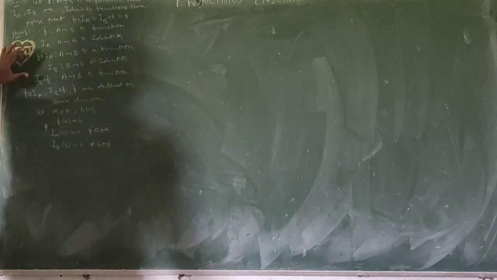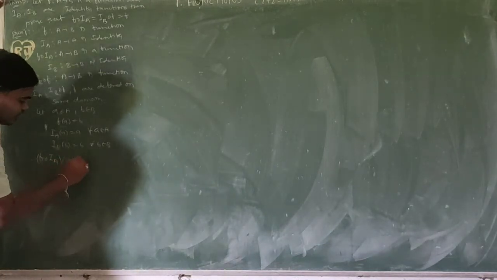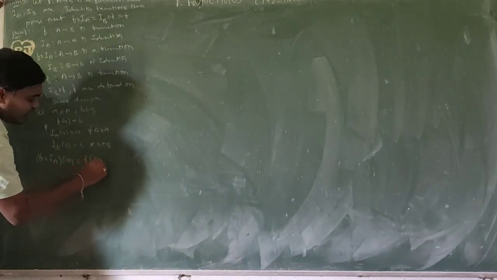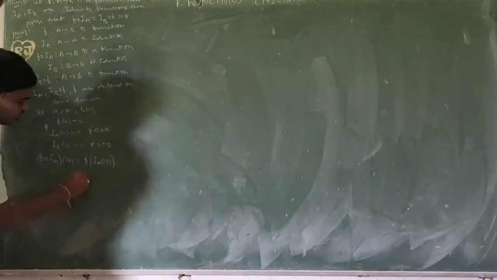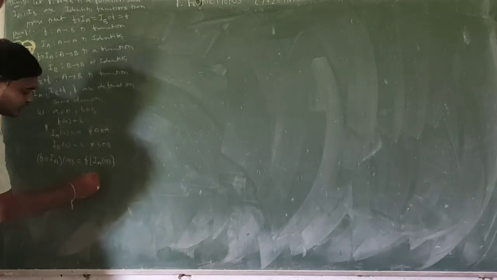Now we need to prove f circle IA. What is the domain? Common domain A. f circle IA of a equal to f of IA of a. So f of IA of a equal to f of a, since the identity function IA of a equal to a. So this is equation number 1.